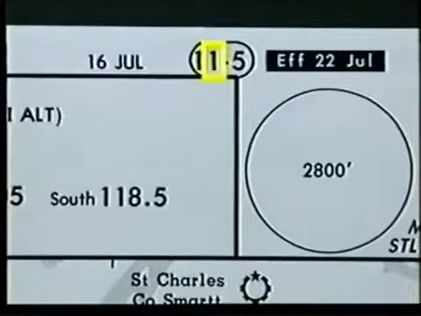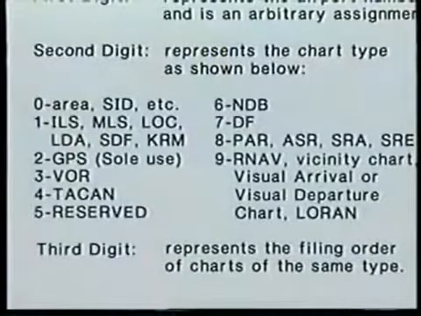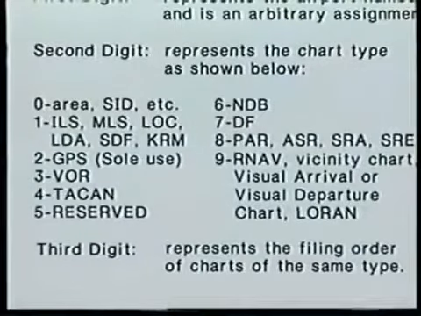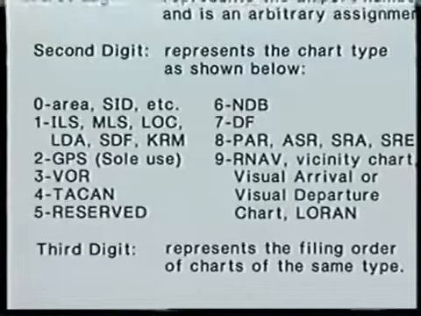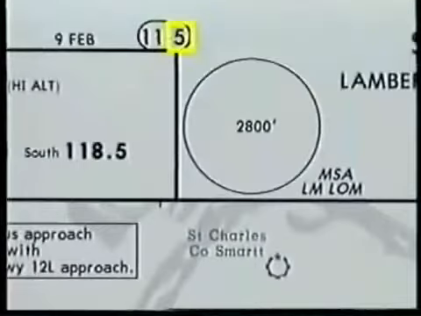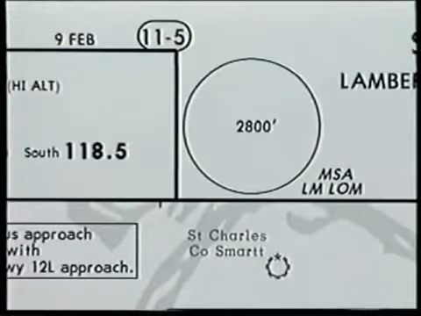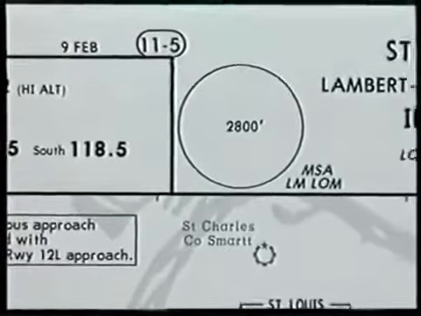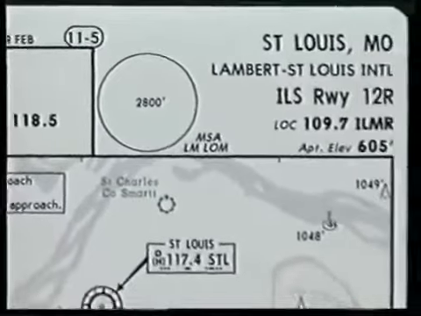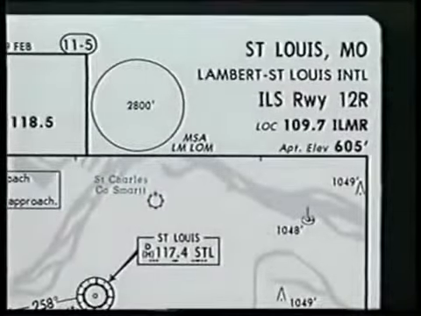The second digit indicates the chart type. The meaning of each digit can be found in the introduction section of your airway manual. You should refer to this section whenever you're in doubt about the meaning of a particular symbol. The last digit is used for filing more than one approach of the same type. For example, 11-5 is the ILS runway 12 right approach at Lambert St. Louis International Airport.